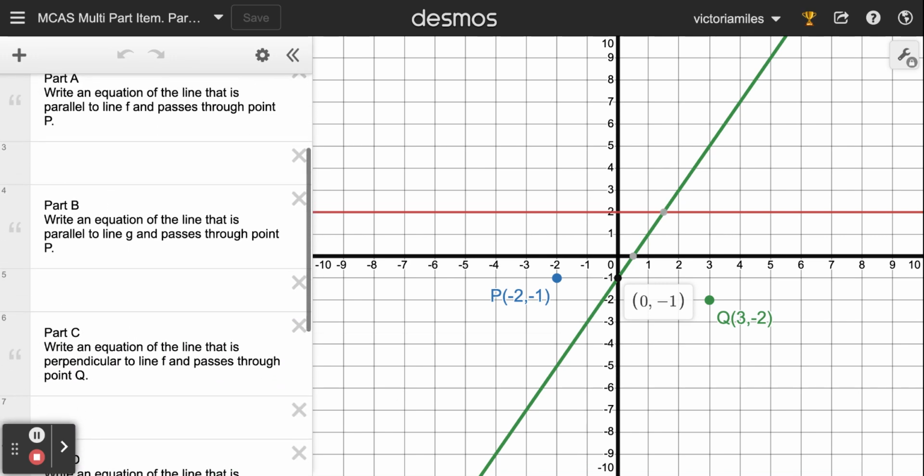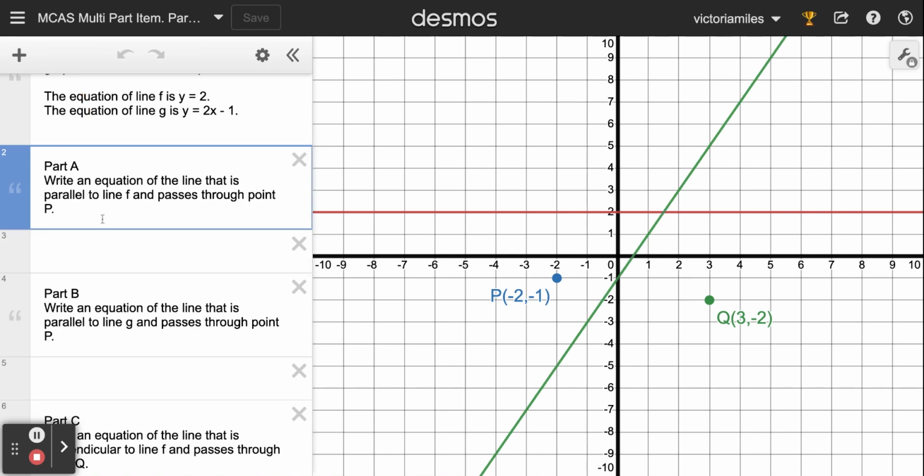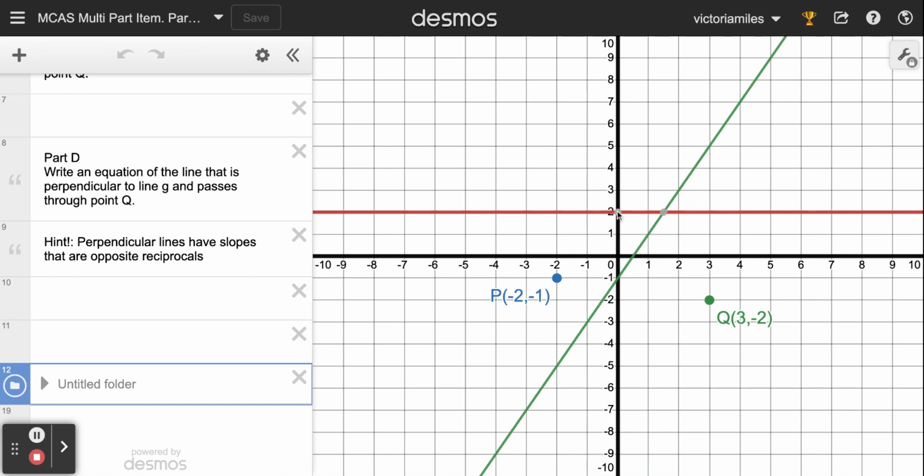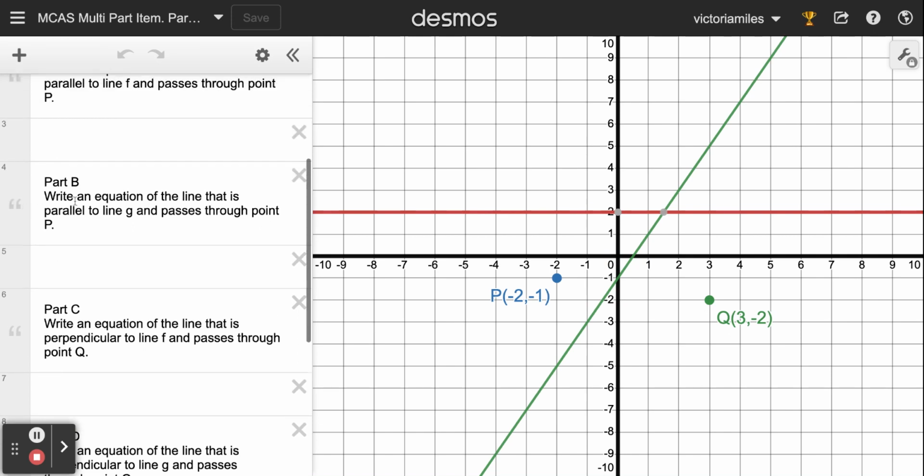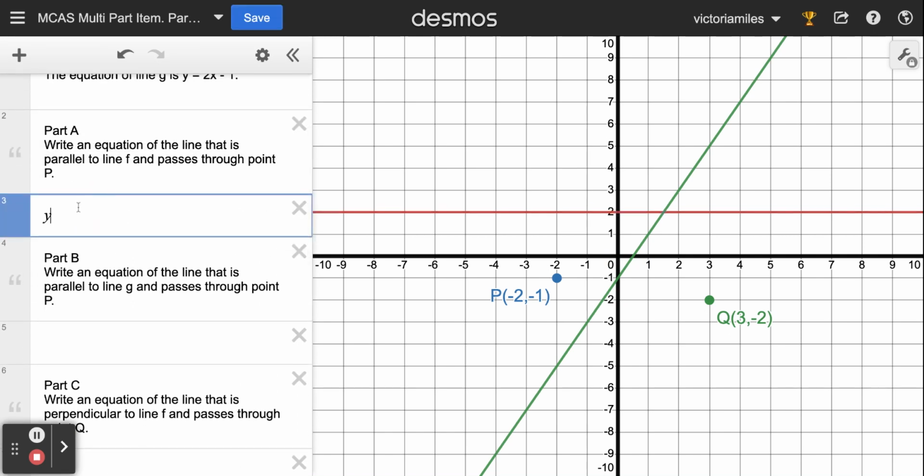Part A: write an equation of a line that is parallel to line F and passes through point P. So we want another horizontal line, right? And we've already just reviewed the fact that horizontal lines start with y equals something. So we want a horizontal line passing through point P, where every y coordinate of points that lie on this line is -1. So we're going to write y equals -1.